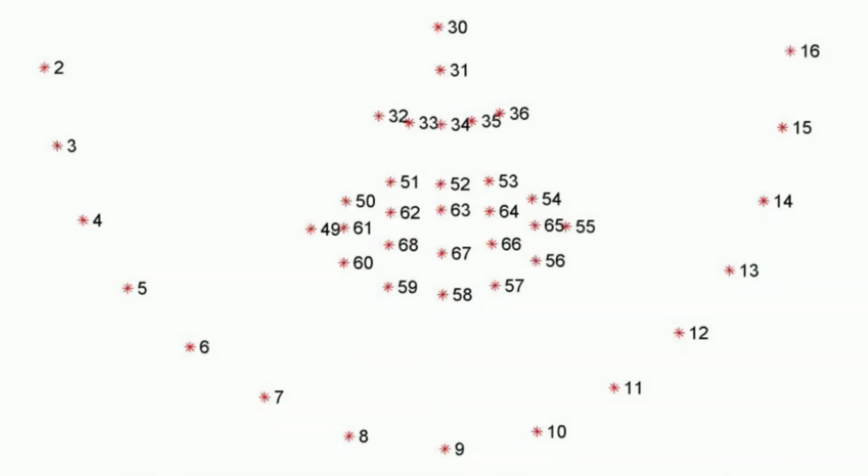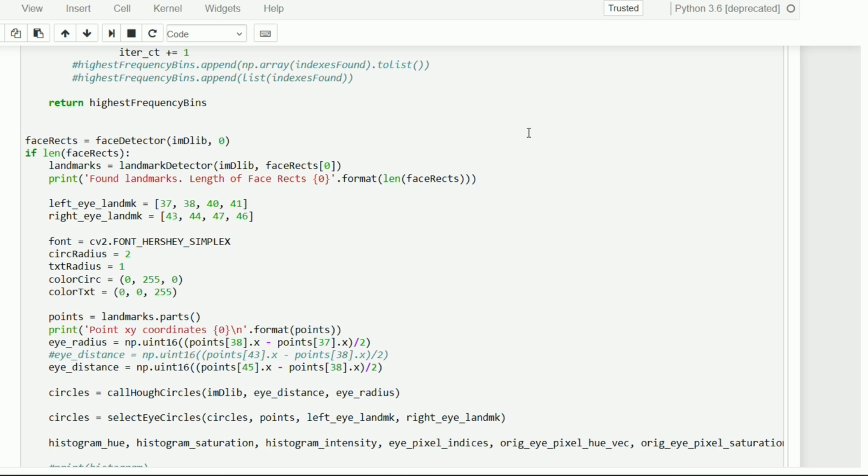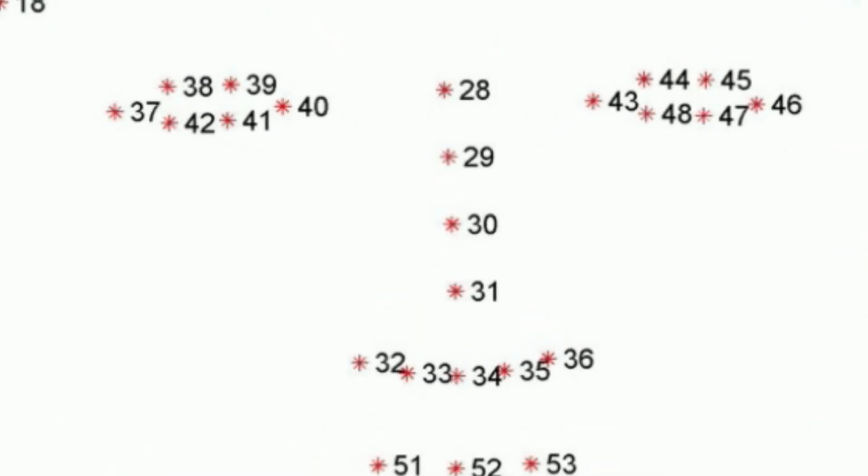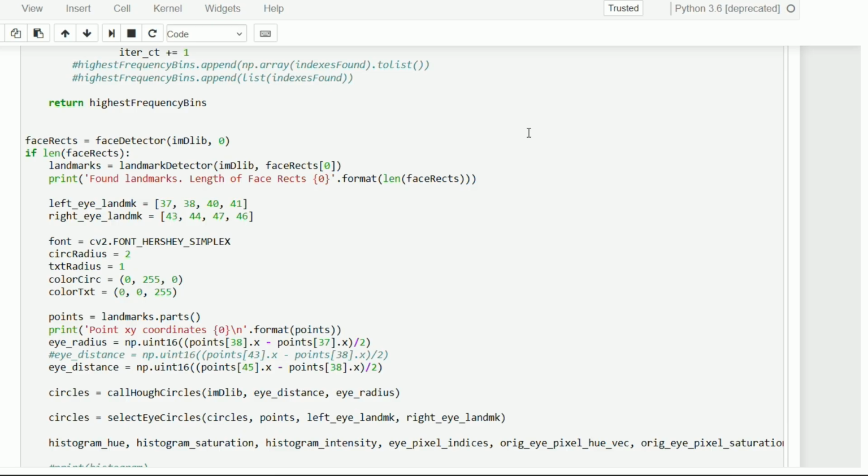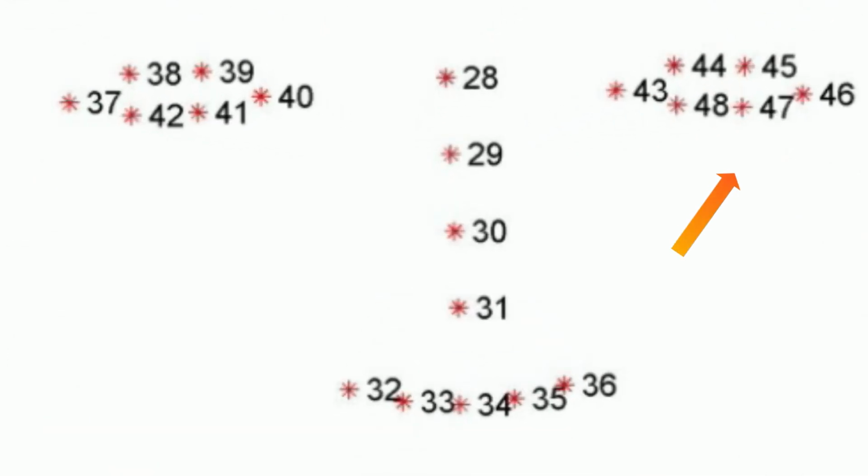My particular interest is in the landmark numbers 37, 38, 40, 41, which are for the left eye when viewing the image, and landmark numbers 43, 44, 46, 47, which correspond to the right eye when viewing the image.